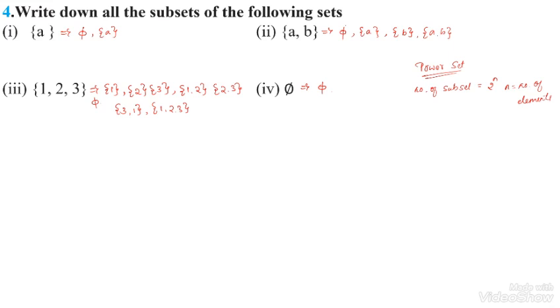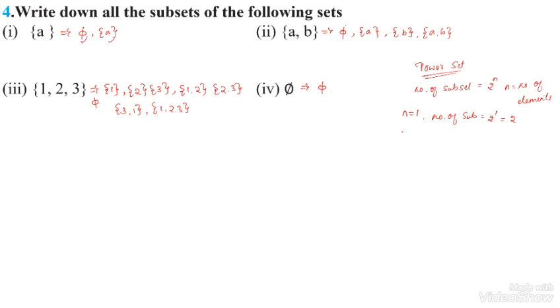If a set contains only one element, n is equal to 1, then the number of subsets is 2 to the power 1, which is 2. There are only 2 subsets. For example, here the set A contains only one element, so there are 2 subsets.